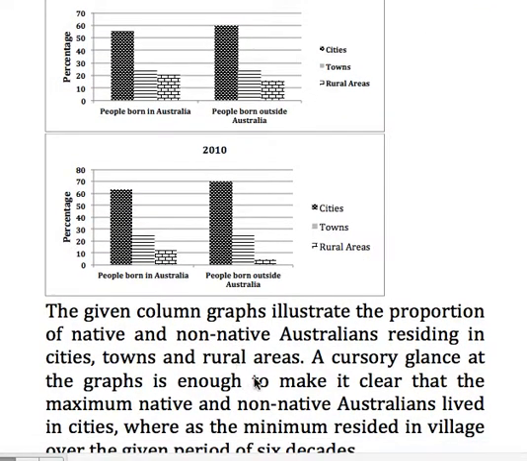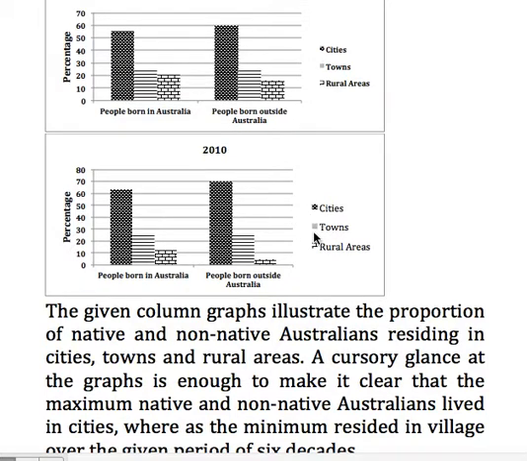The given column graphs illustrate the proportion of native and non native Australians residing in cities, towns, and rural areas. So, native is people born in Australia, and people born outside Australia are the non native Australians.